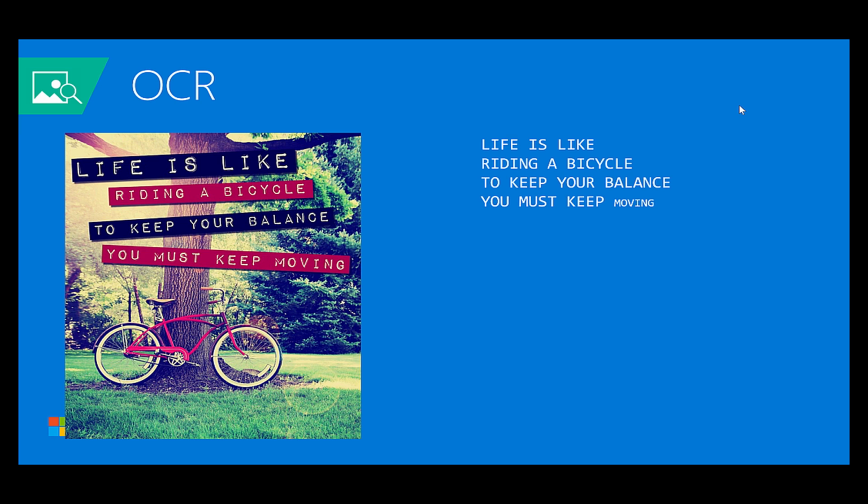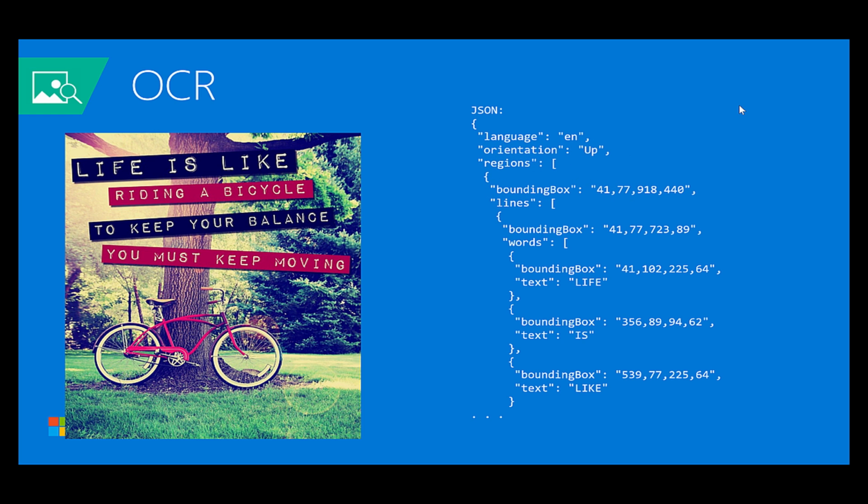So you can see here we have a picture of a bike with some text that says, "Life is like riding a bicycle. To keep your balance, you must keep moving." And this is just returned as JSON. You can see we're given a language. There are 21 different languages that OCR can work with. It's given an orientation, so even if we pass this text sideways to Microsoft Cognitive Services, it'll rotate it along the horizontal axis and get the text for us. You can see it's divided up into regions and lines, and we can actually get the words on a particular line. So that's really, really cool.